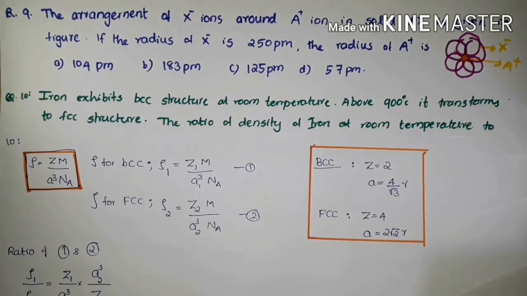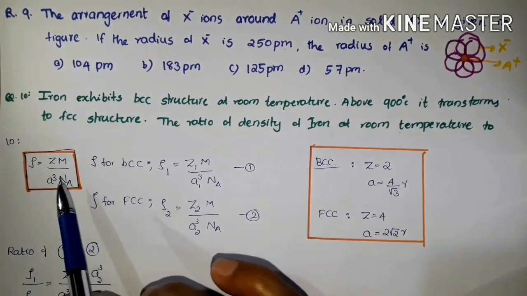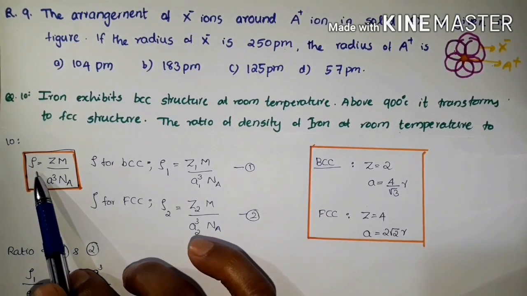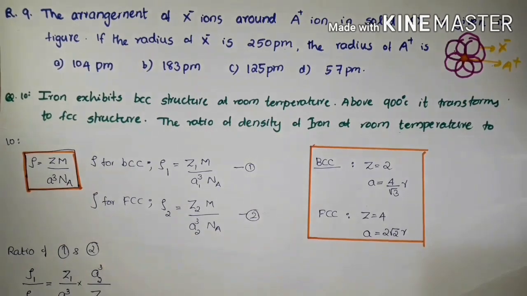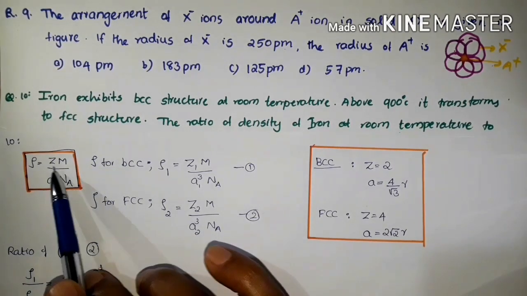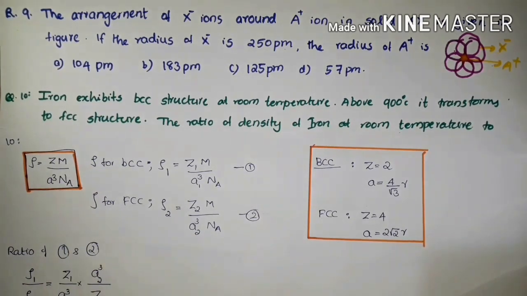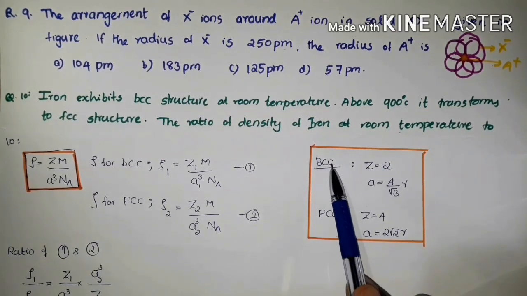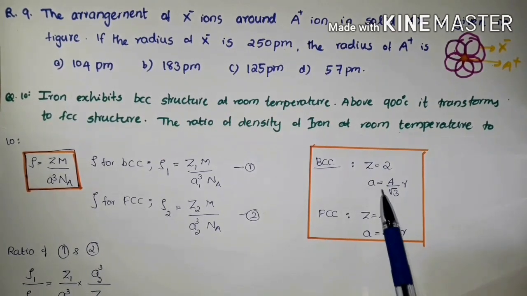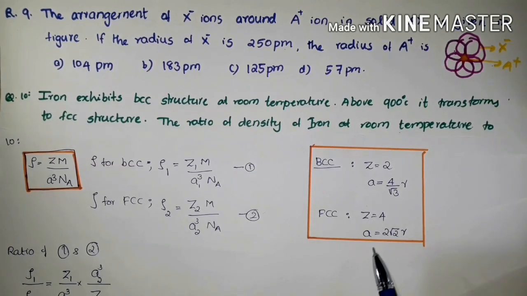So we can check the answer. We want to calculate the ratio of density. Equation for density: rho is equal to ZM divided by a cube Na. Z is the number of atoms, M is molar mass, a is edge length, and Na is Avogadro number. For BCC, Z is equal to 2 and a is equal to 4 by root 3 r. And for FCC, Z is equal to 4, a is equal to 2 root 2 r.